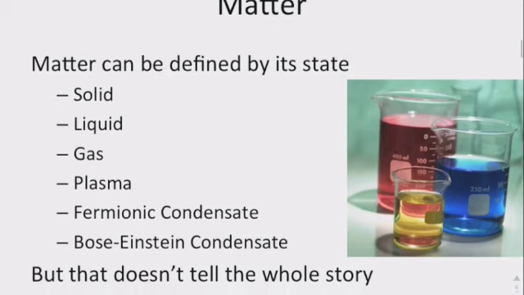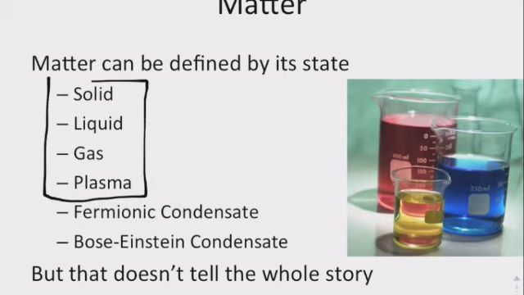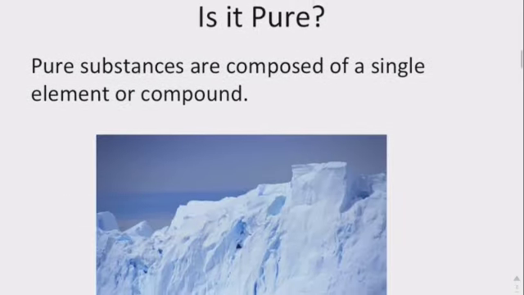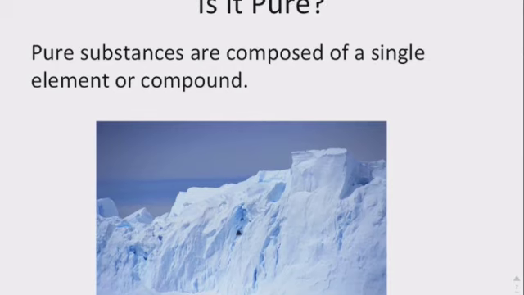Jumping on through, matter. We define matter as solid, liquid, gas, plasma, fermionic condensate, and Bose-Einstein condensate. The majority of the ones we probably know are right here. The fermionic condensate and the Bose-Einstein condensate, down at the bottom, are a little bit outside of our class, but they do exist. But just looking at solid, liquid, gas, plasma doesn't really tell the whole story. We have to go a little bit deeper and talk about other types of substances.